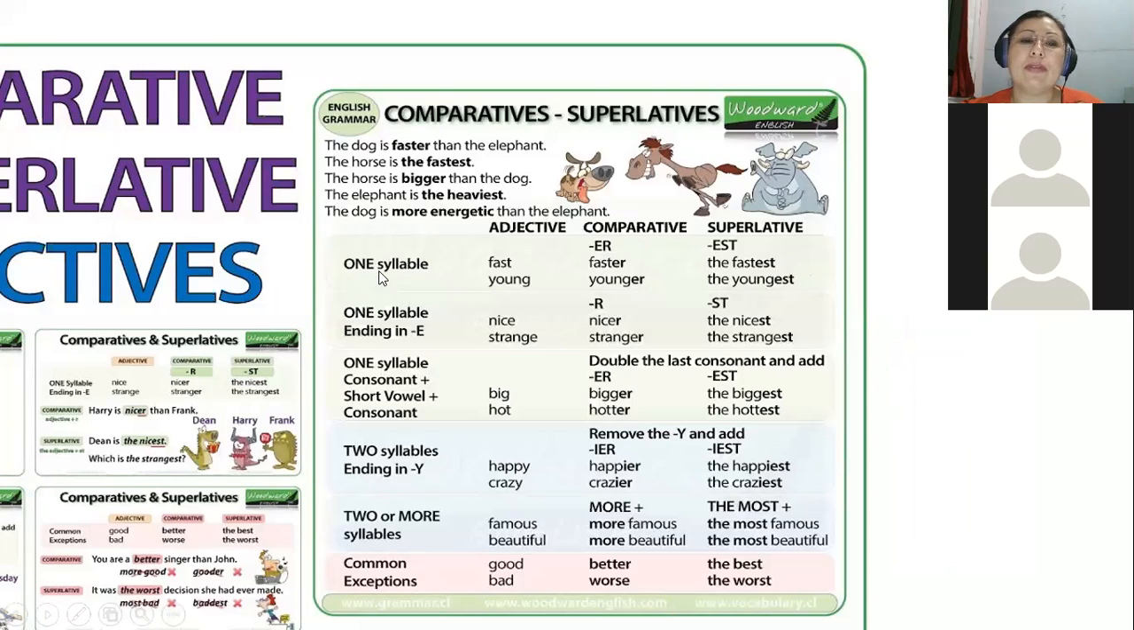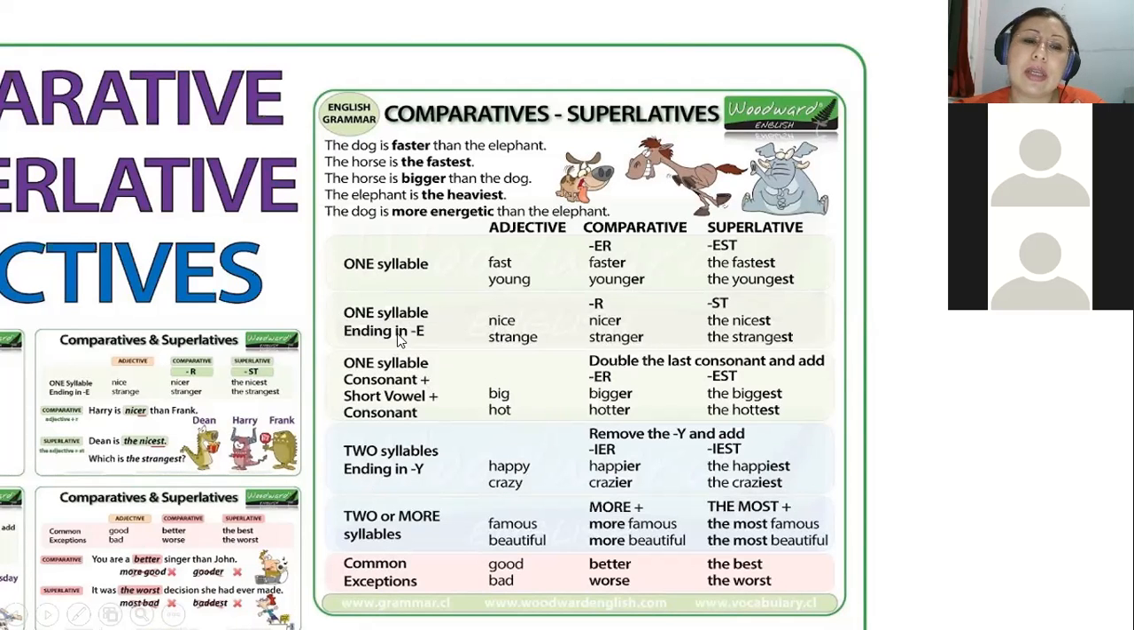For example, if I say fast, estoy diciendo rápido. If I say faster, digo más rápido, y si le agrego than, faster than, más rápido que. But if I say the fastest, and I add an EST, estoy diciendo el más rápido, el más veloz. Young, joven, younger, younger than, más joven que. Pero si yo digo the youngest, estoy diciendo el más joven. So, the rule is here.